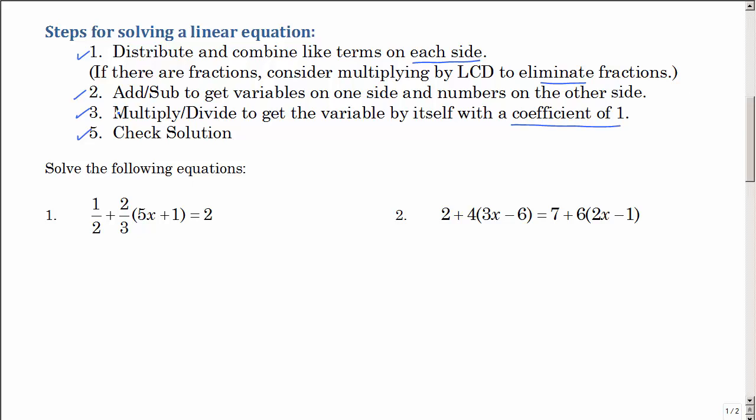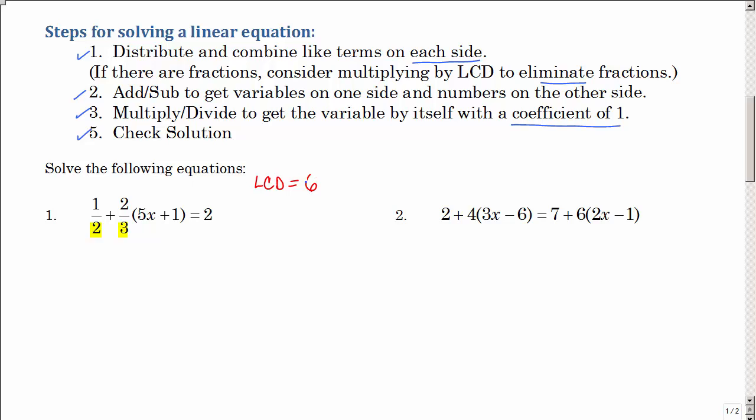Alright, so let's look at number 1. Ooh, I have fractions. So just like on the last lesson, I'm going to look at the denominators. What would be the least common denominator for 2 and 3? Well, the LCD is 6. Now remember, you can always just multiply them together. In this case, 2 times 3 is 6. But always check to see, could you use something smaller?